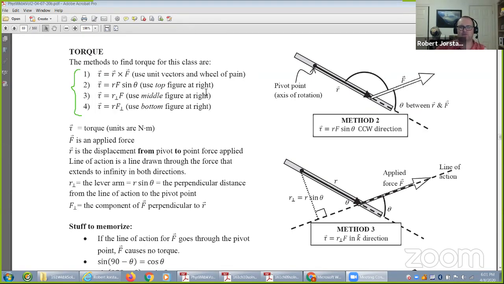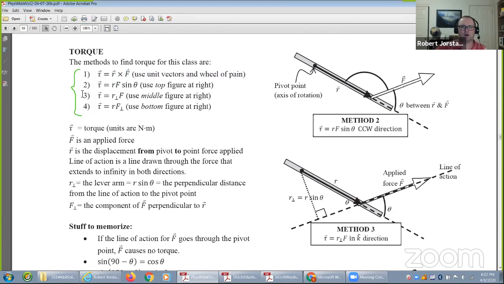Chapter 12 is really where you need to be pretty solid at this, and you need to know how to use any of these figures. So let's get into it. Torque is a cross product. This is why we've been working on cross products, because now we can use this.